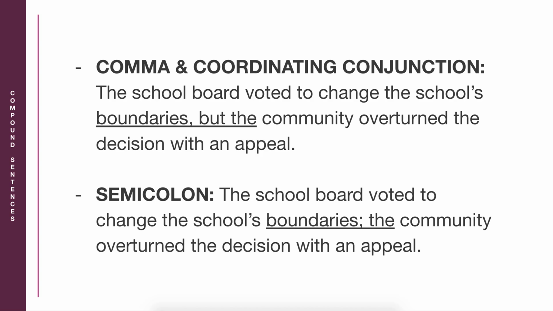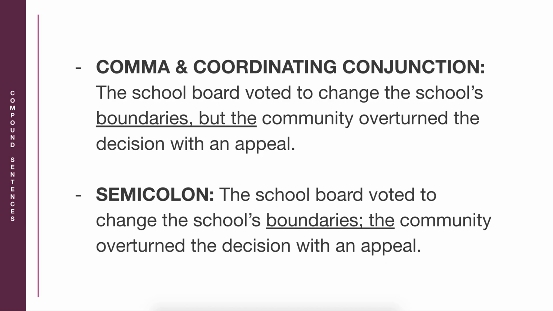And you can see our highlighted part right there. We have a comma and a but. But is a coordinating conjunction. We're going to look at some other coordinating conjunctions in just a moment, but what you can see here is that we have a comma and a coordinating conjunction combining the two independent clauses.